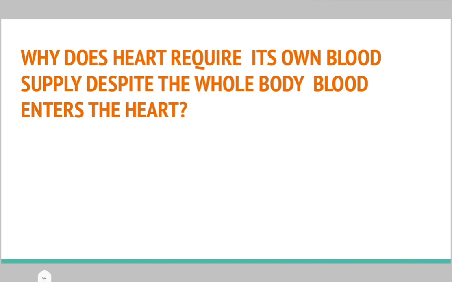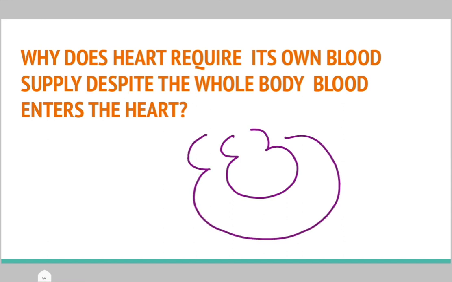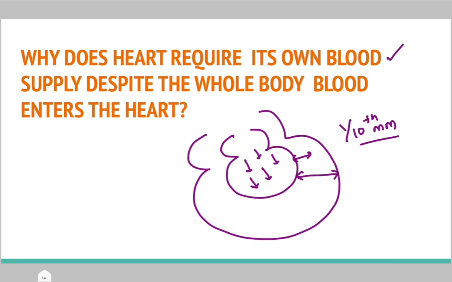So, before that, why does the heart need its own blood supply despite the whole body blood entering the heart? The reason behind this is the thickness of the heart musculature. The heart musculature is so thick that the whole body blood entering into the heart could supply only about 1/10 millimeter of the musculature. So the heart requires its own blood supply.